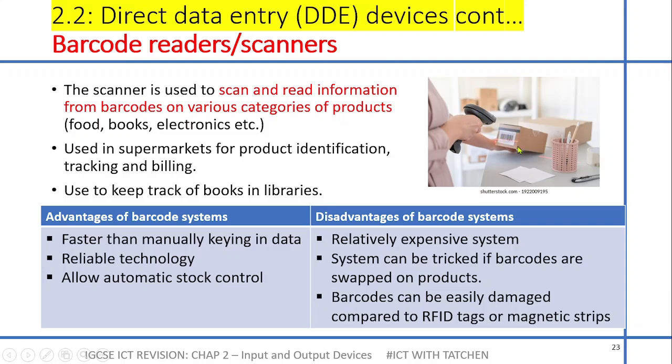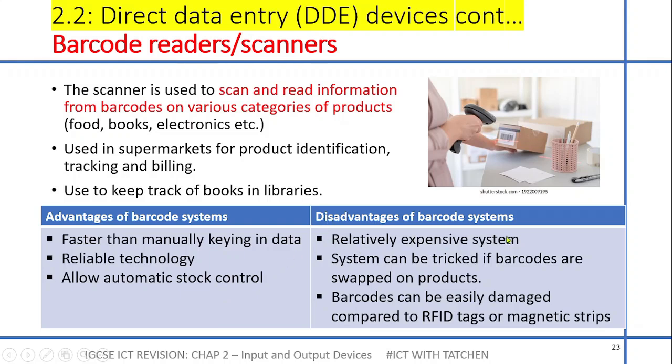So this barcode scanner can read off information from that barcode. You'll find them in supermarkets for product identification, tracking, and billing. You also find them used to track books in libraries. Now, what are the advantages of barcode systems? They are faster than manually keying in data, they are a reliable technology, and they allow automatic stock control.